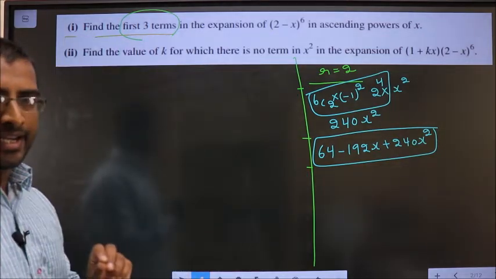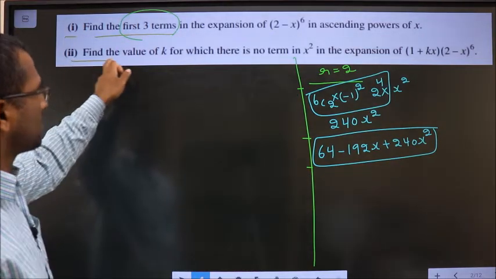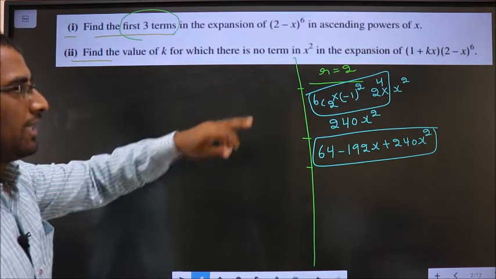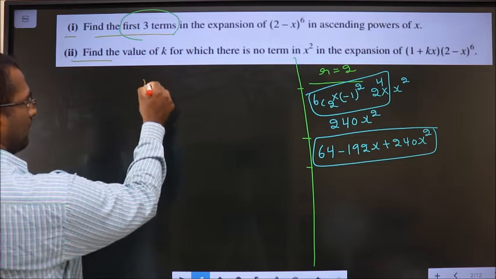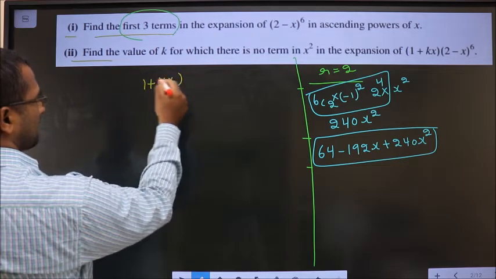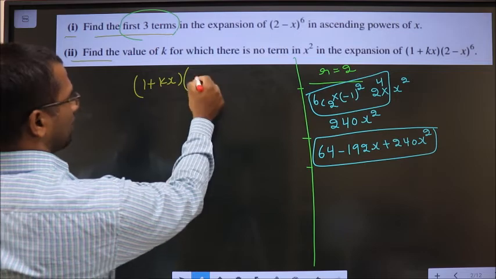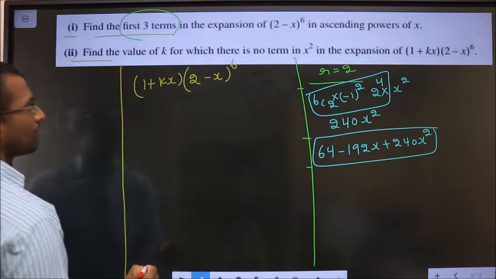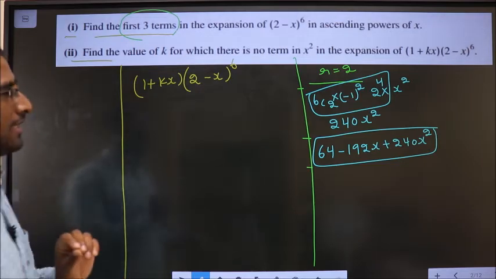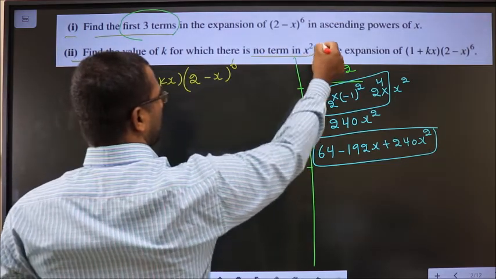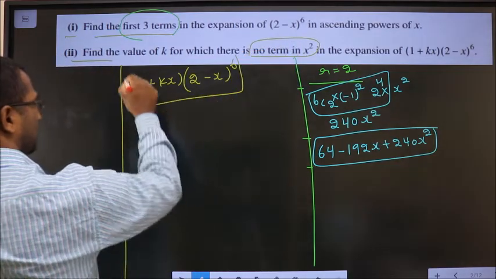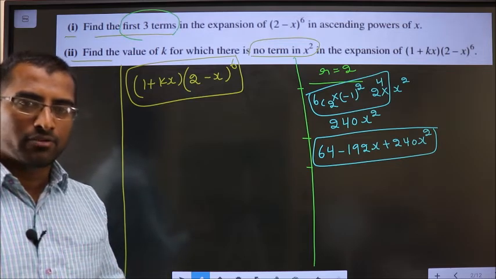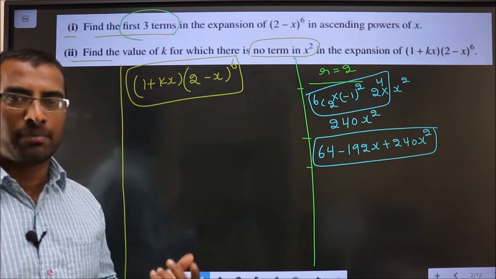Okay. Second bit. Hence, find the value of k for which there is no term in x square in the expansion of (1 plus kx)(2 minus x) power 6. Given condition is there should not be any x square term in this. Clear? Understand this. No term in x square means the x square term should not be present.